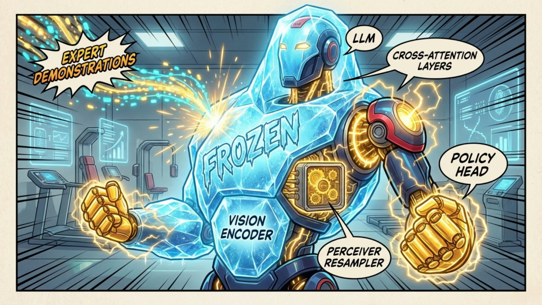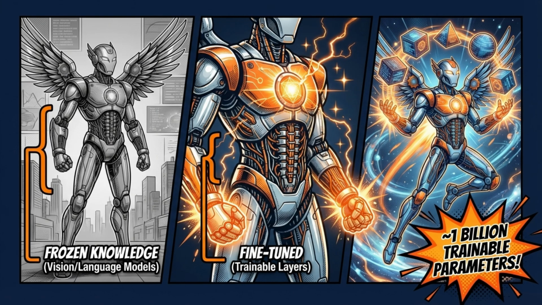The researchers use imitation learning from expert demonstrations, but crucially, only fine-tune specific components. The vision encoder and core language model remain frozen, preserving all the knowledge from web-scale data. Only the perceiver resampler, cross-attention layers, and policy head are trained. This reduces trainable parameters to about 1 billion, making training much faster and requiring less data.